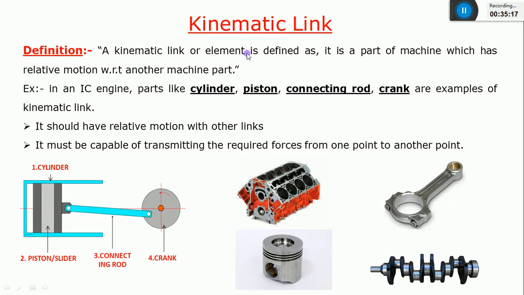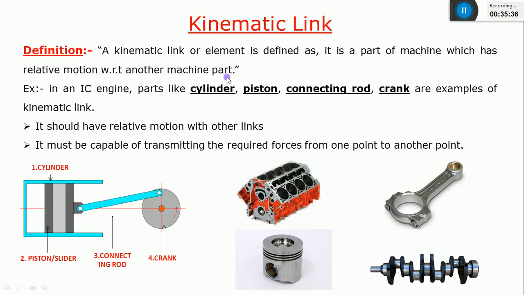So how can I define a kinematic link? A kinematic link you can call it as an element also. Kinematic link or kinematic element is defined as a part of a machine which has relative motion with respect to another machine part. As I explained in the first slide.